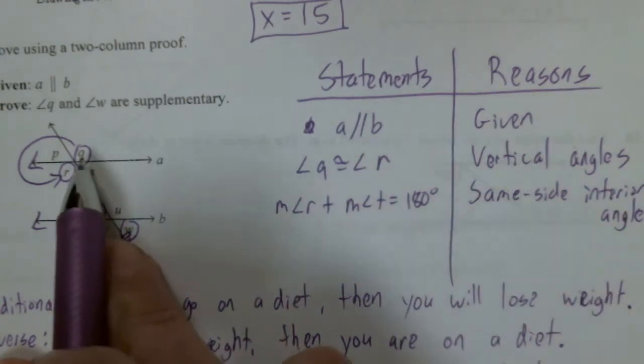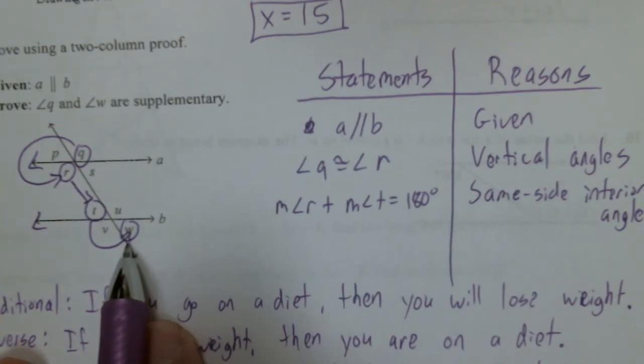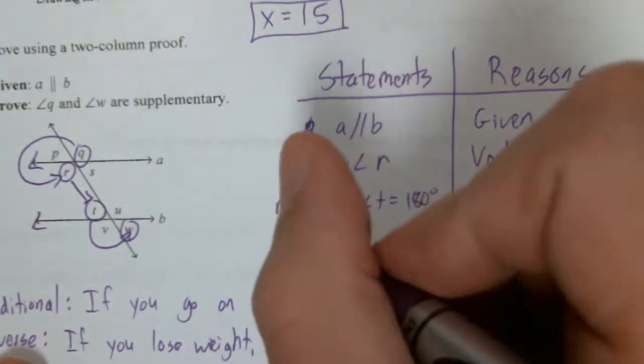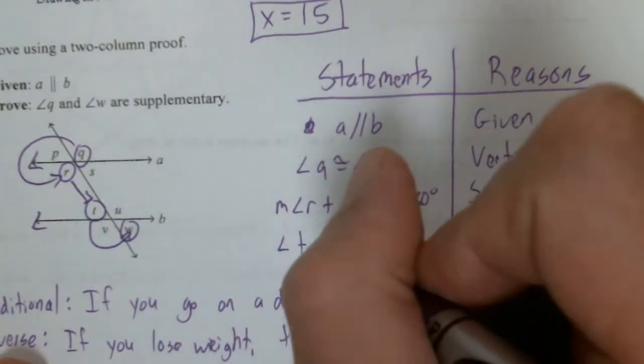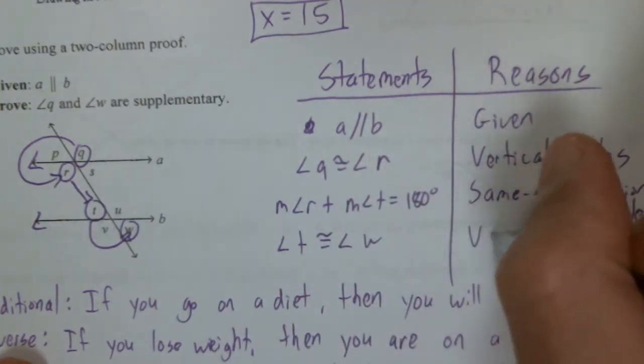Okay, we're a frog. We're hopping from here to here, from here to here. Now we're going to hop from T to W, which is eventually what I want to get to. What do I know about T and W? Same thing as the second step. Angle T is congruent to angle W because they're vertical angles.